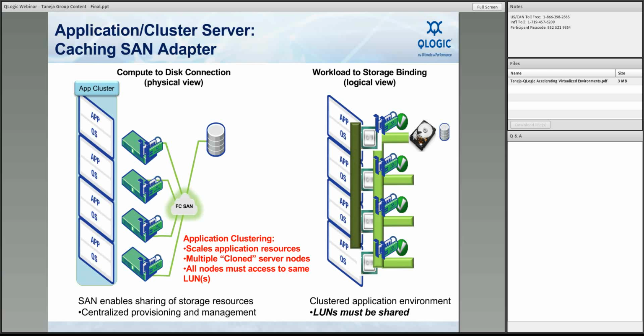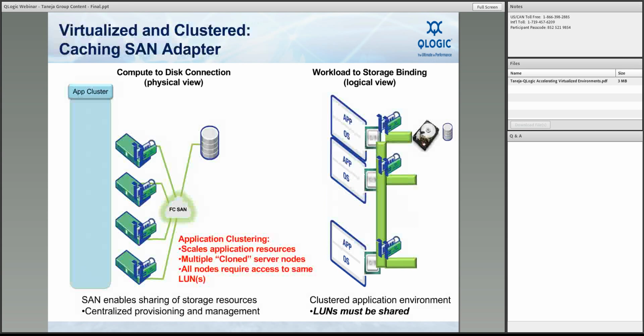With a caching SAN adapter approach in this same environment, you see that vertical bar on the right-hand side. All the original caches remain intact. They do not have to be cooled down, but they are shared. In application clustering, the LUNs must be shared, and that is what the Fabric Cache solution does. It enables the caches to communicate with each other, and you can access other caches in other servers.